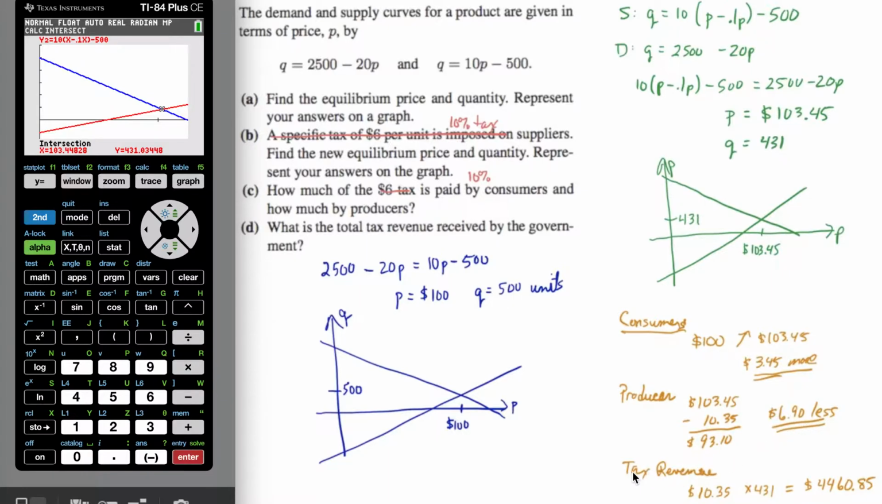So for total tax revenue, you take the tax per item, which is $10.35, and you multiply it times the new equilibrium quantity of 431 units. This comes to a total of $4,460.85.